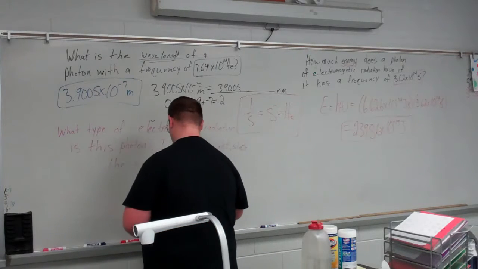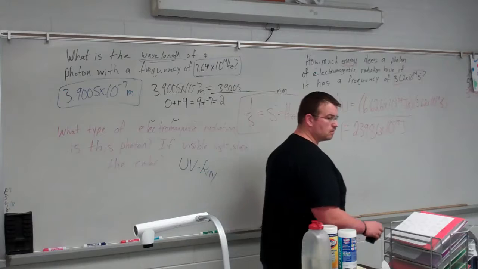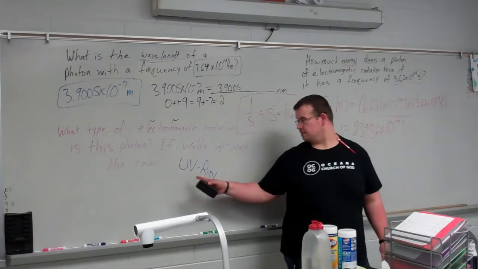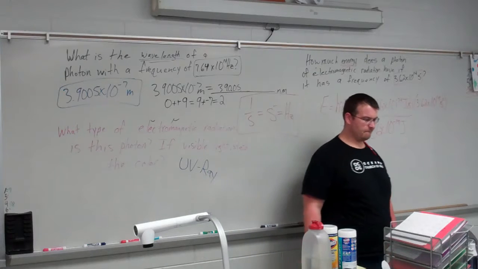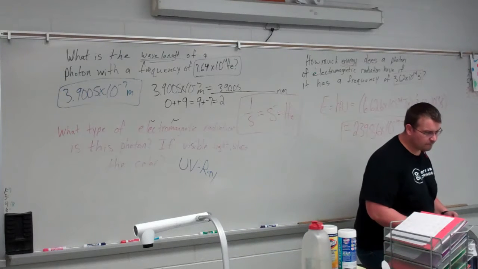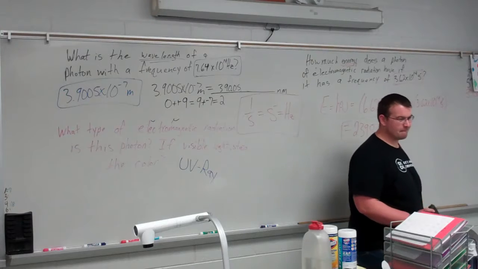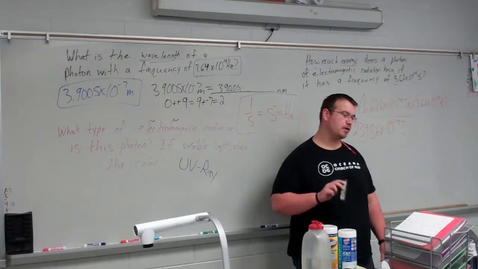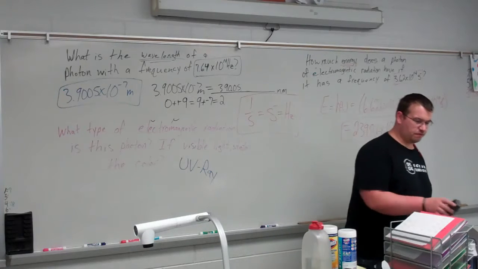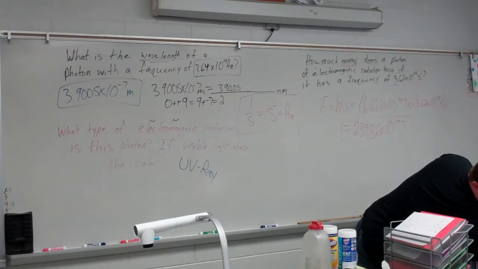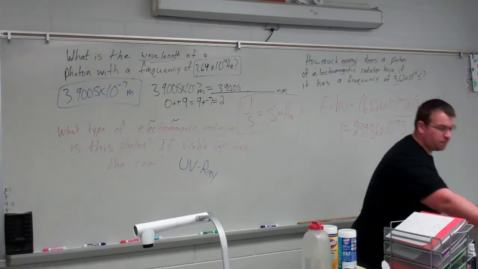Everybody feeling good? So you never said what color. It's because it's UV rays. It's not visible light. So you do 10 squared. The only way you'll have a color is if it's visible, if it falls into that little spot. That's it.